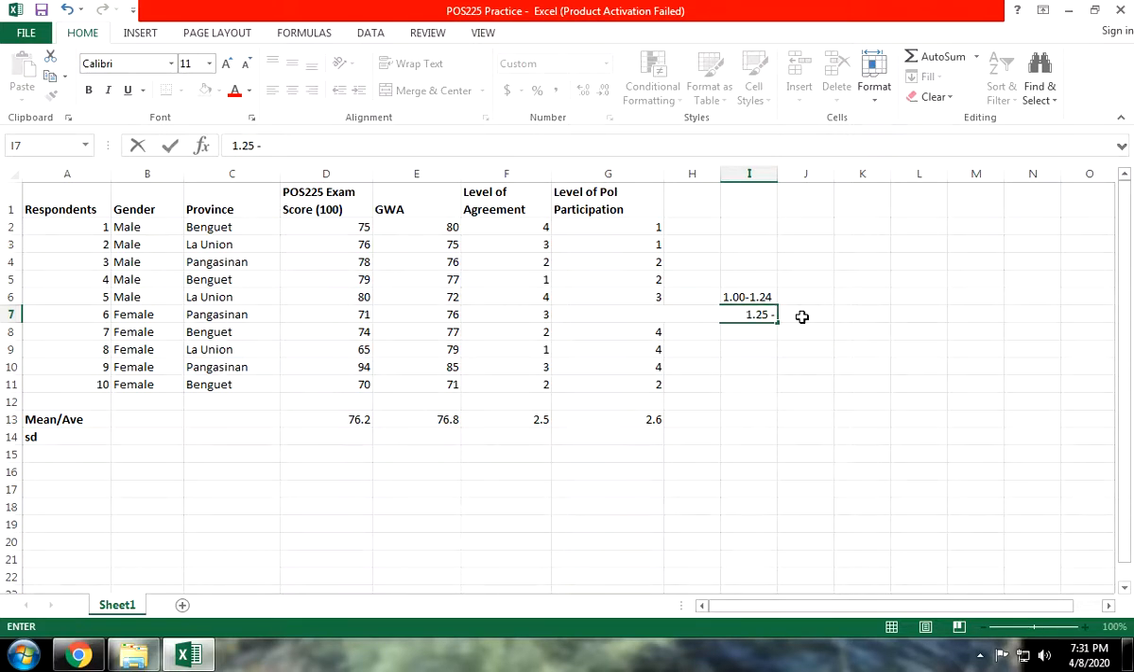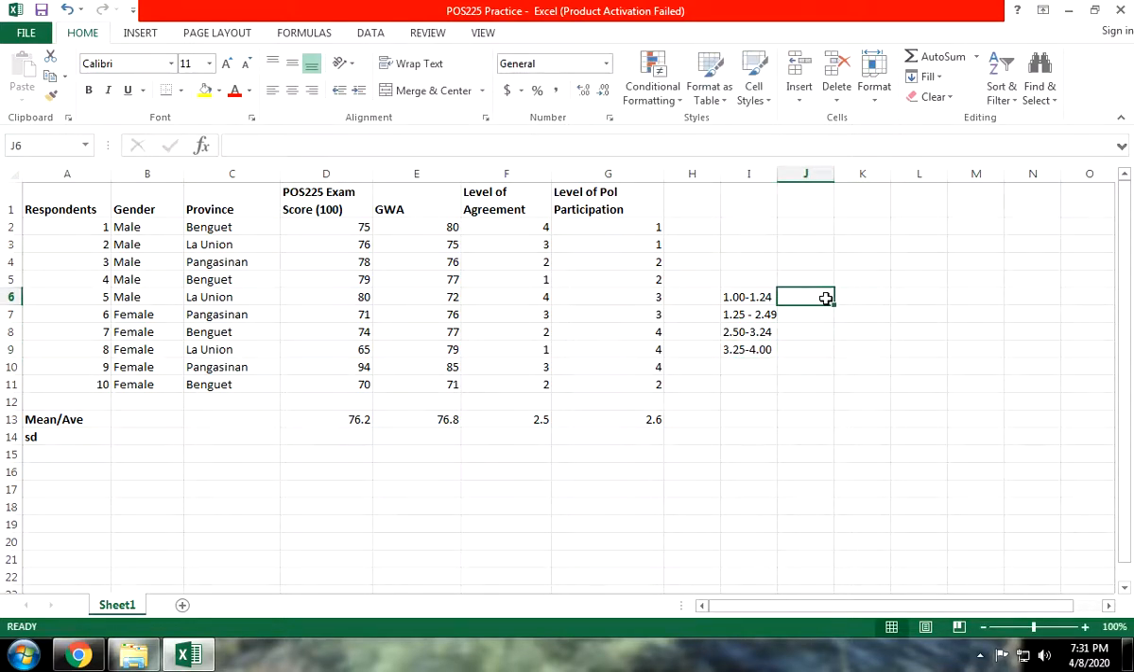Then next is 2.49. Tapos 2.50 to 3.24. Kung na-observe nyo, may ano din yan, no? There's a pattern behind it, no? So 3.25, so ano siya, no, by 25, no, to 4.00. Tapos dito na ilalabas yung values natin, no.